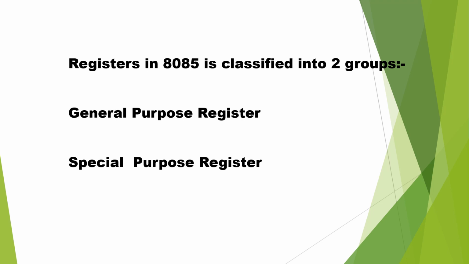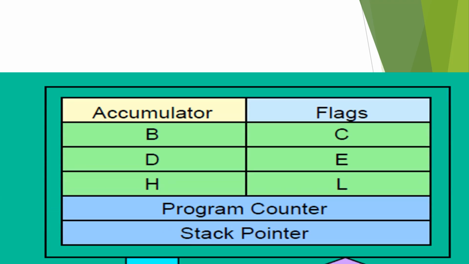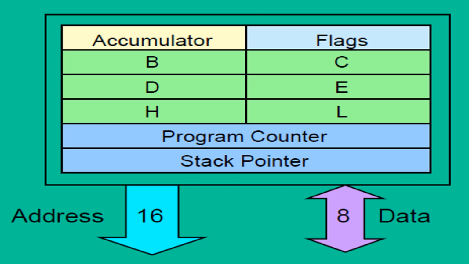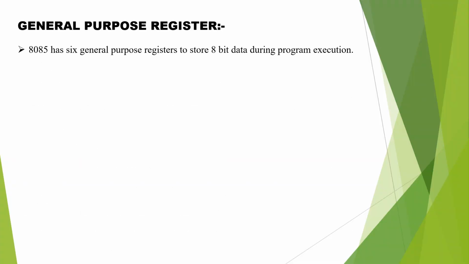So first let us understand the general purpose registers. This is the diagram of the registers in the 8085, where we have the accumulator, flags, B, C, D, E, H, L, program counter, stack pointer, and the address and data bus. We are going to learn all the registers, but the address and data bus we have already discussed in our previous class.